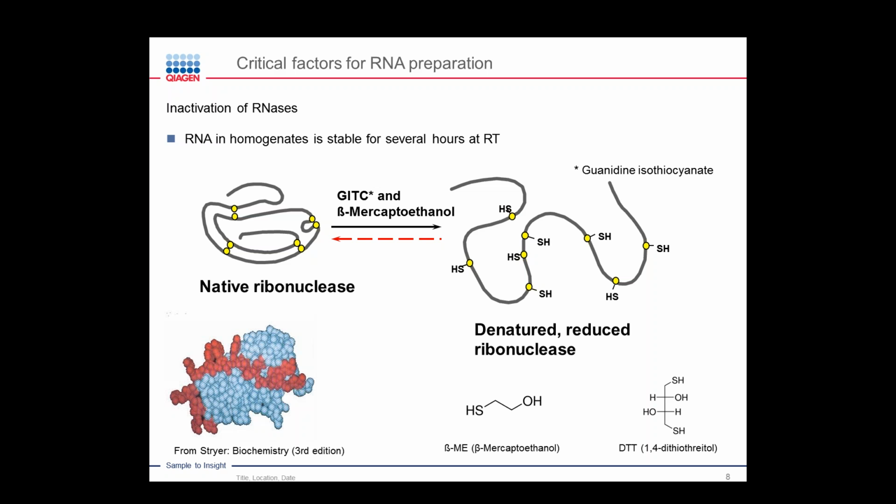Sometimes there might be sample types that have a higher content of RNases, and complete inactivation of RNase activity is achieved using a reducing agent like beta-mercaptoethanol, shown here, or dithiothreitol, shortly DTT, shown here, to completely denature RNases, which is indicated in this reaction. So the combination of chaotropic salt and a reducing reagent leads to a denatured, reduced ribonuclease.